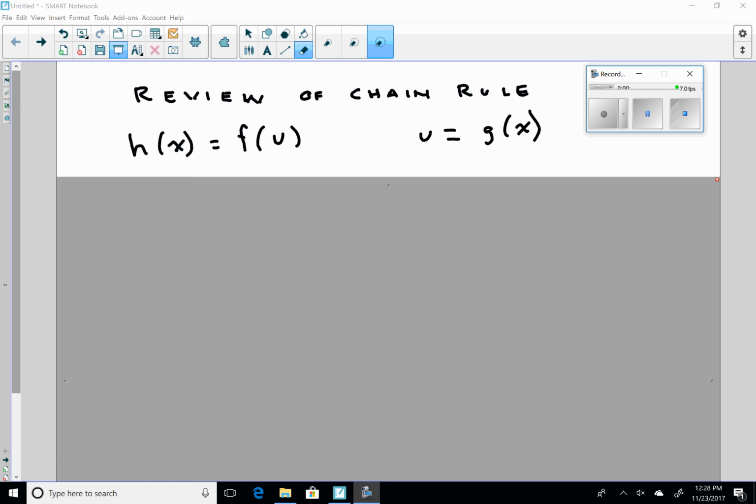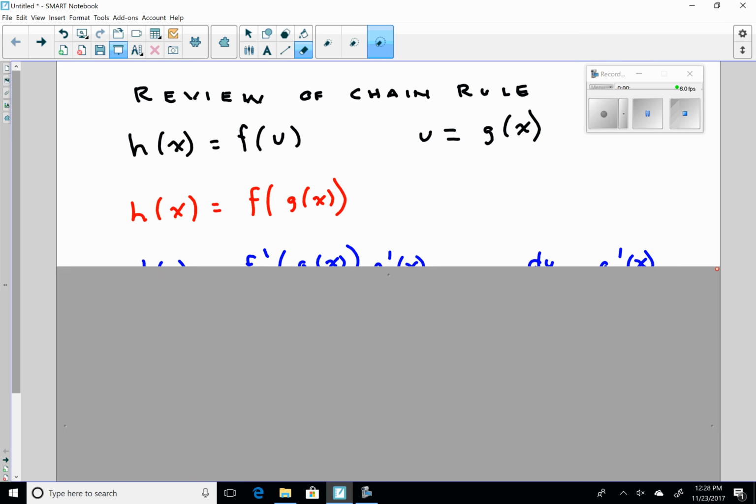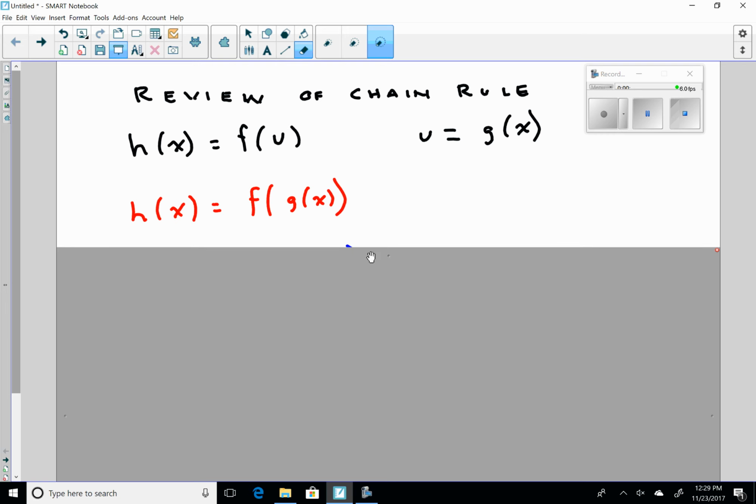Recall h of x is equal to f of u. This statement speaks volumes. If I am beginning with a function of x and I have f of u, we can pretty much be confident that u is also a function of x, and we will let u equal g of x, as we have done multiple times previously. Therefore, h is this composite function, f of g of x, where u is g of x.